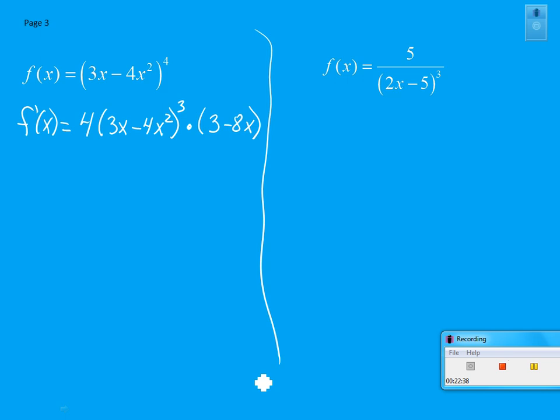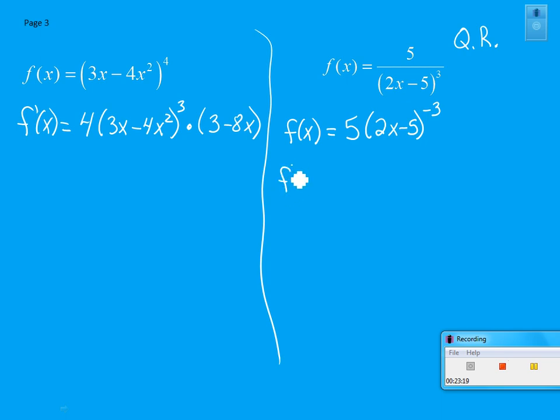Look at your next one if you would. f of x equals 5 over the quantity 2x minus 5 to the 3rd. There's two ways to do this. You could use the quotient rule and get the correct answer. And that's not a bad way. But if you recognize it, the chain rule is nicer. So here's how I'm going to rewrite this. Notice f of x means I'm not doing any calculus yet. I'm going to have 5 times 2x minus 5, since I brought it up out of the denominator, to the negative 3rd.